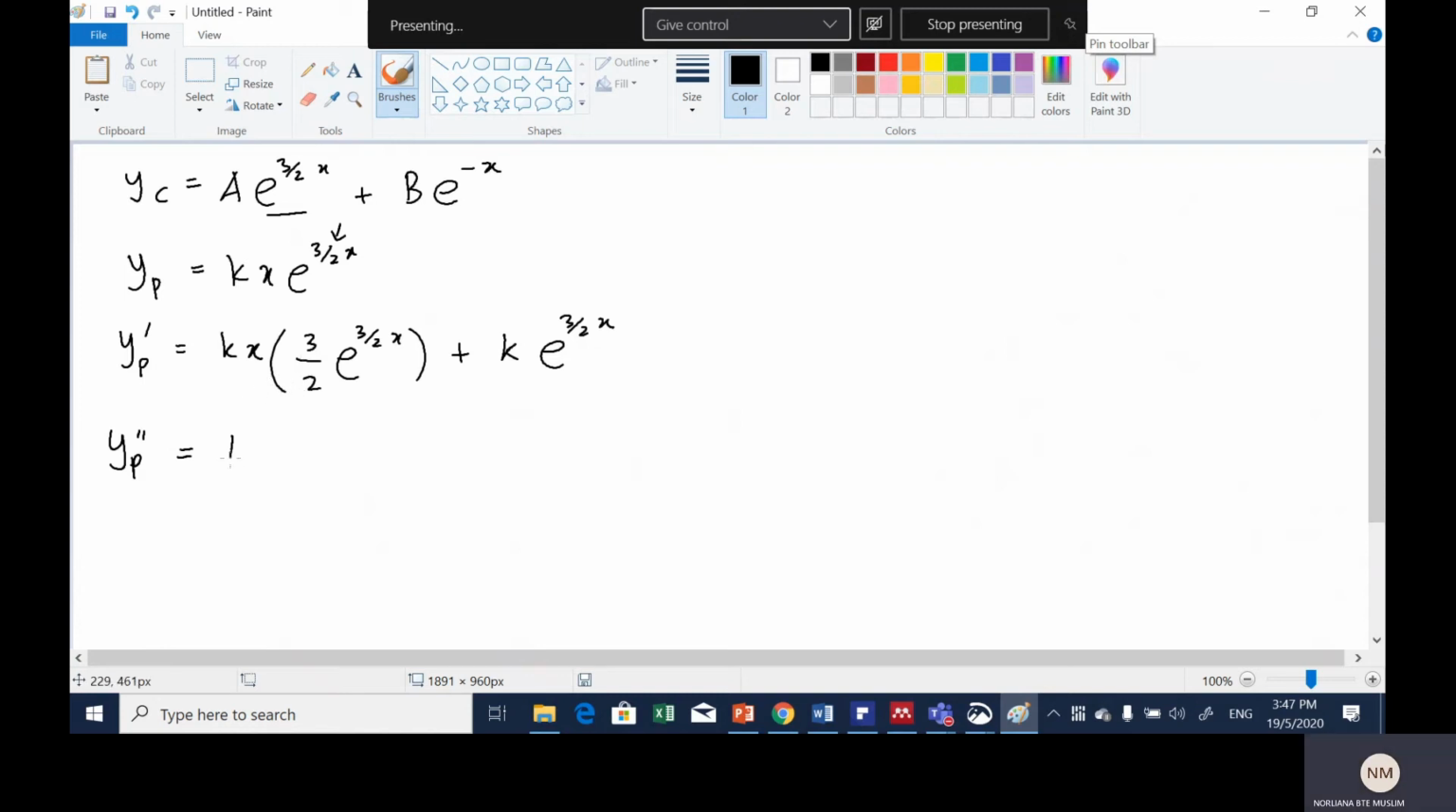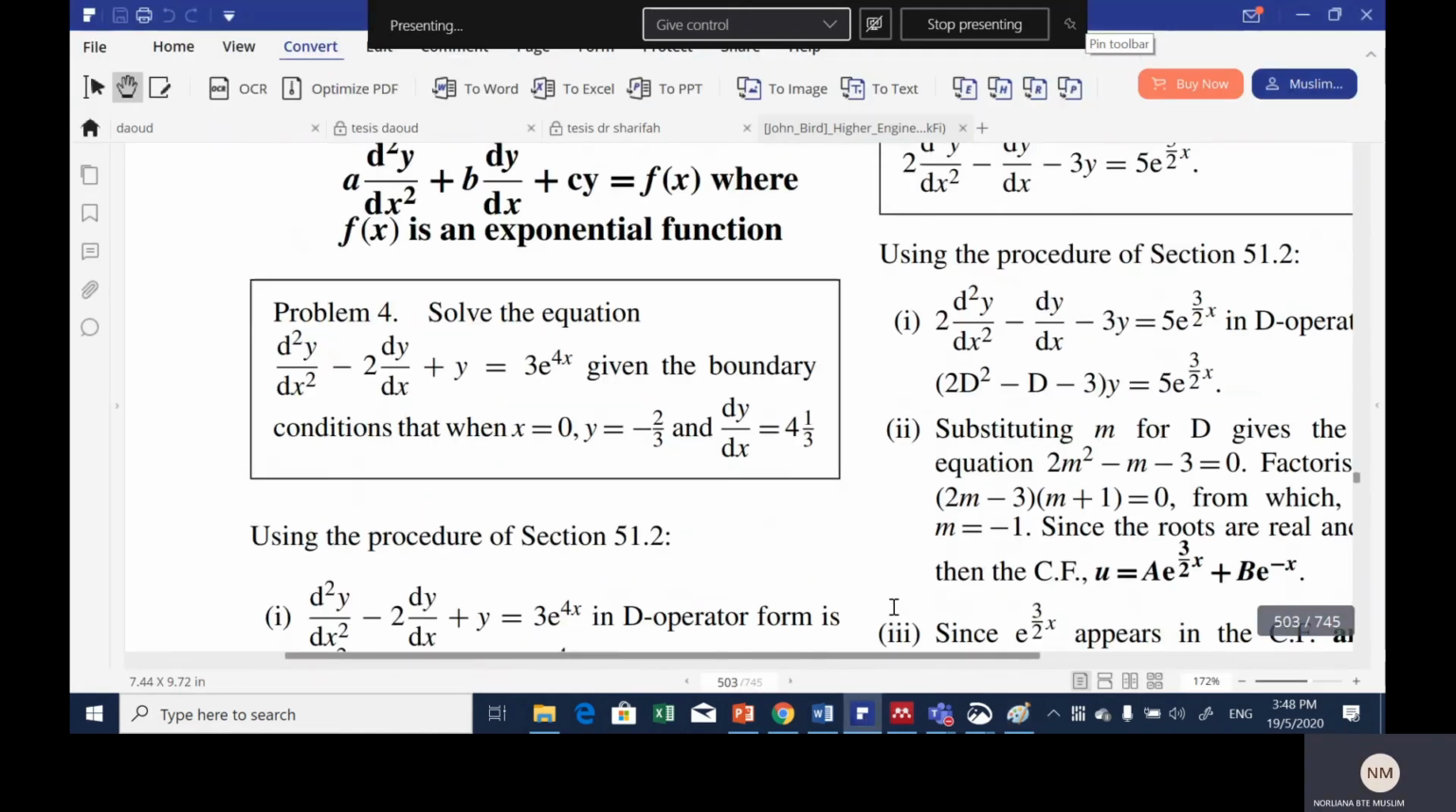So here, take Kx and differentiate, we have 9/4 Kx e^(3/2x), and then plus, take the one in the bracket and differentiate, we have K. Then differentiate the other part and combine, so we have 3/2 K e^(3/2x). So we have the first derivative and second derivative of YP, and then we substitute into the original equation.